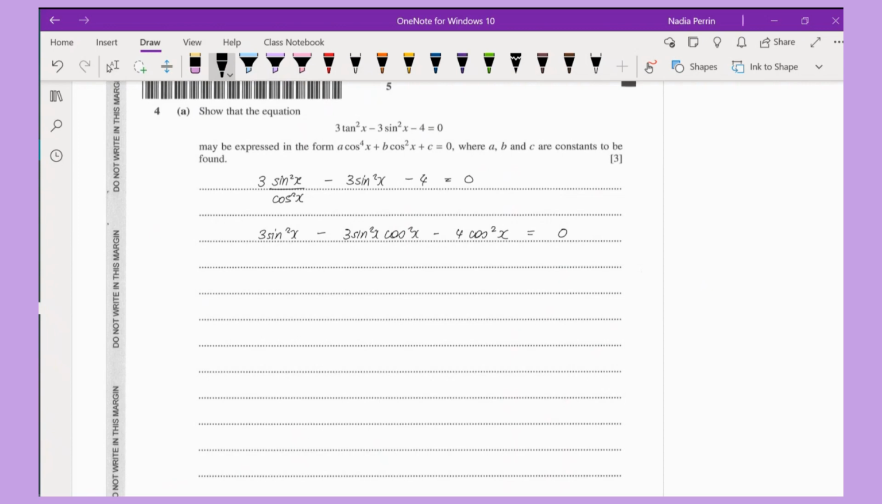Now, the beauty of sine squared is we can use the fact that cos squared plus sine squared equals 1. So wherever I have sine squared, I can replace sine squared with 1 minus cos squared. So that's what I'll do in the next step.